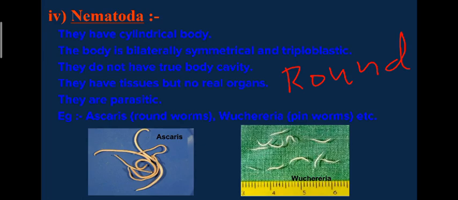These are bilaterally symmetrical, and again these are triploblastic. But no true body cavity is present. Pseudocoelom is present. Pseudocoelom बनती है इसमें. Now they don't have true organs, but tissues are present. Tissues होते हैं इसमें. Now these are mostly parasitic forms. इनमें ज़्यादातर parasitic forms हैं.